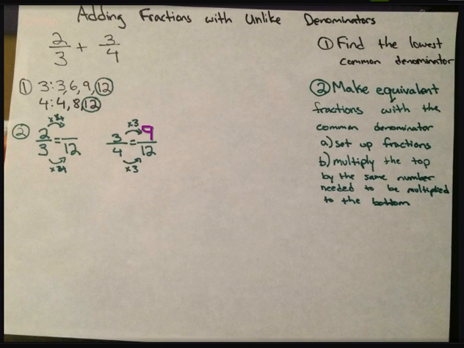I do the same thing with 2/3, figuring out what do I need to multiply by the original number in order to get to our common denominator. So what do I need to multiply by 3 to get to 12? 3 times 4 is 12, so I know that I need to multiply the numerator by the same number. 2 times 4 is 8.